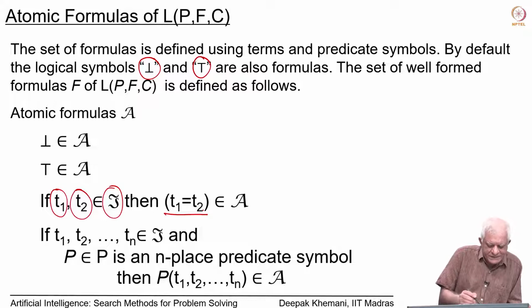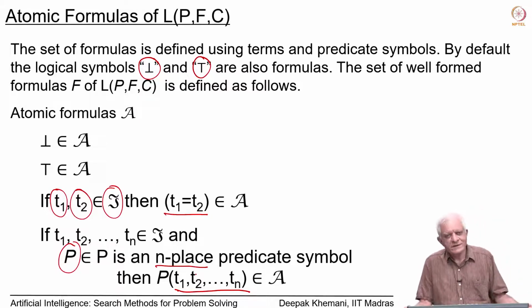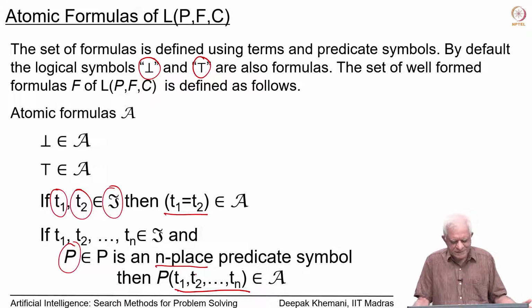The other kind of atomic sentences are made up using predicate symbols. So, if P is a predicate symbol and it is an n place symbol, which means the arity is n, then it can take n terms as arguments and it becomes an atomic formula. So, for example, brother of Suresh Ramesh, it takes two terms and it becomes a sentence, and being a sentence it is either true or it is not true. It depends on whether Suresh is really the brother of Ramesh or not.